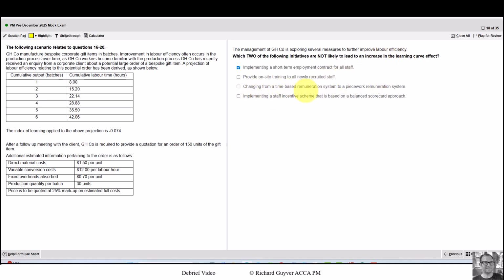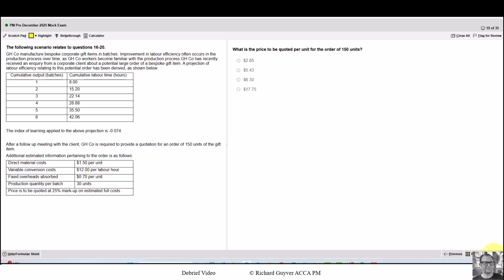Changing from a time-based remuneration to a piecework remuneration, that is likely to help because they're motivated to produce products, so that will help the learning curve. So it must be this one: implementing a staff incentive scheme that's based on the balanced scorecard approach. So learning curve effect is about how quickly they can produce products, whereas the balanced scorecard looks at a wider range of performance, and therefore might actually distract from that focus on producing products.